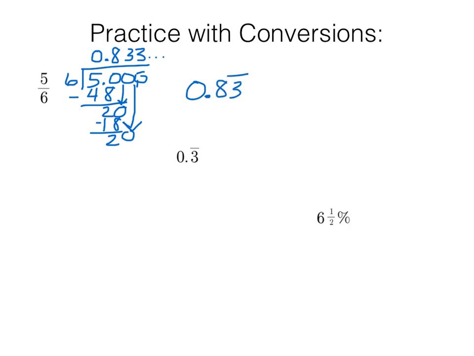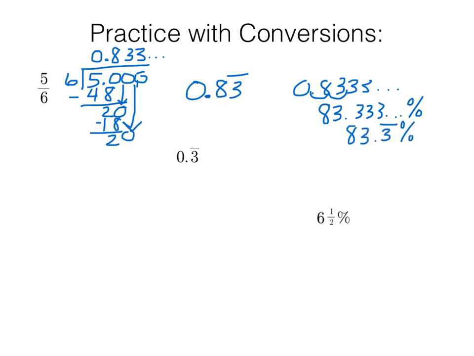If we now change that to a percent, we have to take that 0.8333... and we have to multiply by 100. Notice that puts the decimal point between the first and the second 3. So now I have 83.333, etc. repeating percent, or 83.3 repeating percent.